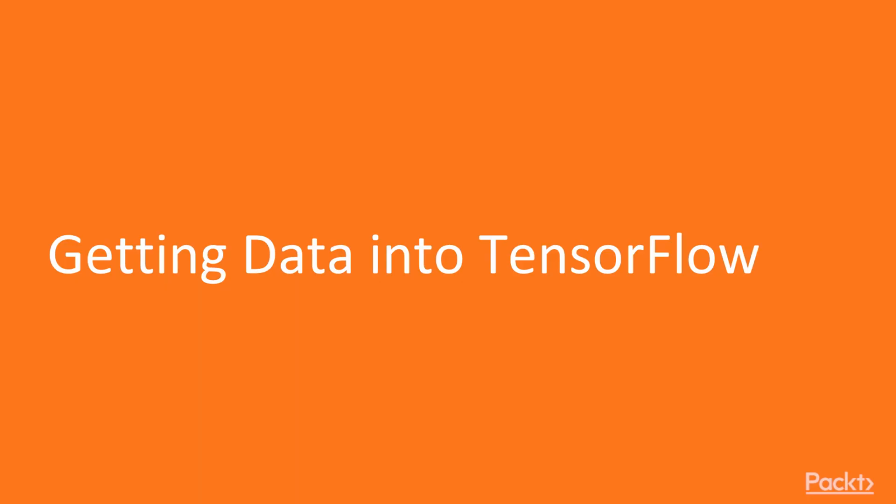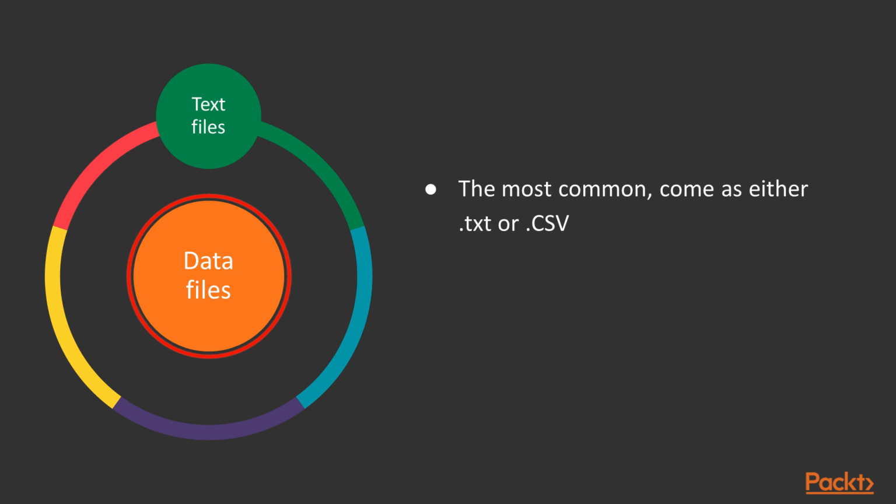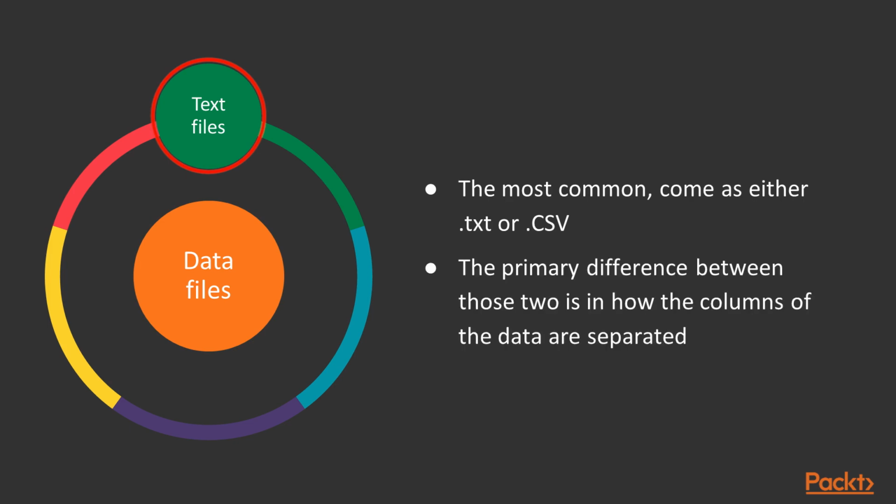Welcome back. Now we're going to look at how to read our data from files and how to convert them into a format that is usable by TensorFlow. These data files come in different formats. Text files are probably the most common. They come as either .txt or .csv. The primary difference between the two is in how the columns of the data are separated.